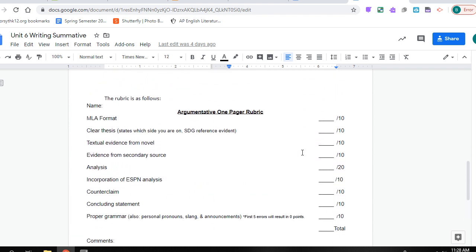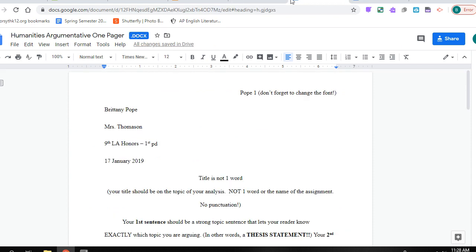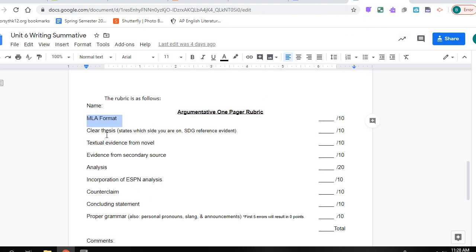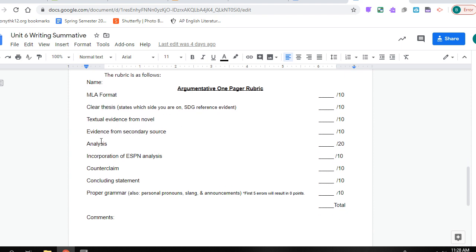Here is your rubric, all right? 10 points, MLA format. Boom, that's easy, okay? Lucky for you, the example reminds you of what that looks like. Your thesis is clear. It states which side you're on, which SDG you are talking about, okay? Your text evidence from the novel is worth 10 points. You have to have it. Your evidence from your secondary source is 10 points. You have to have it. It needs to be obvious.